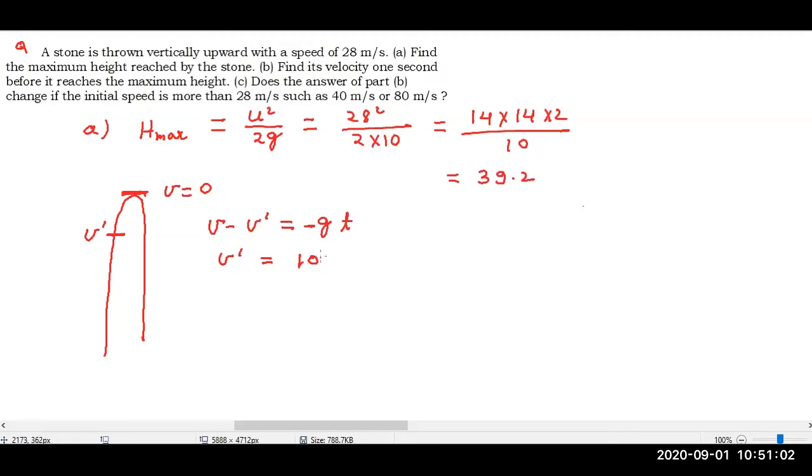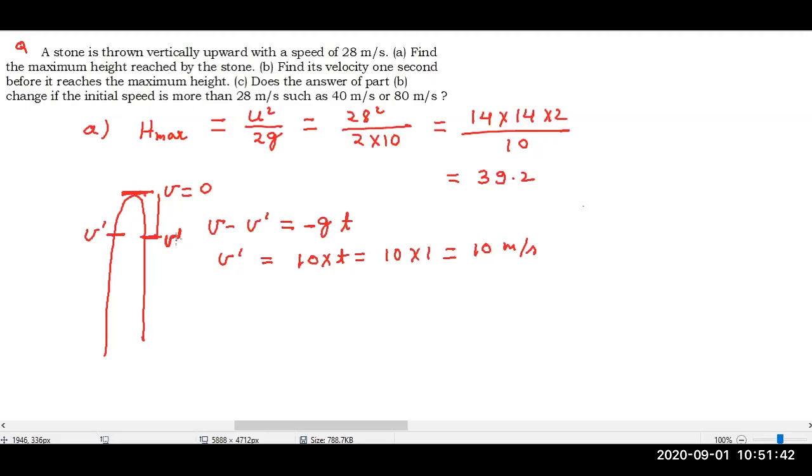So v dash is gt, so 10 into t. So that will be how much? 10 into 1, that is 10 meter per second. So 1 second before reaching the highest point, its velocity is 10 meter per second. And even 1 second after reaching the highest point, when it is returning back, its velocity will be the same, because here the velocity is 0 and it is getting accelerated downward. So its velocity will again be 10 meter per second.